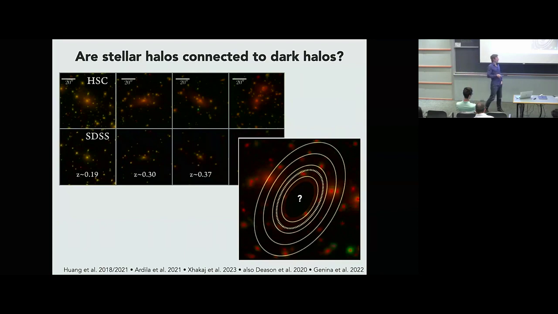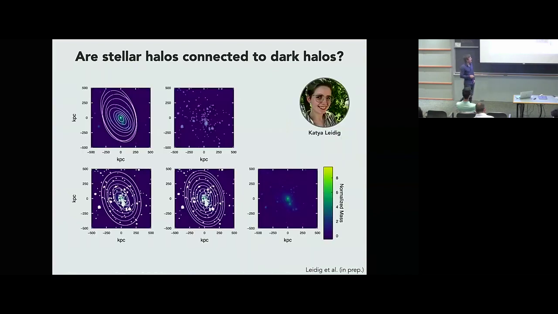So we wanted to look at this in more detail in simulations. My student Katja Leidig has been leading this. And what they did was they basically took the HSC pipeline and applied it to simulations, right? So we're building these ellipsoidal models, and you're masking out satellites, and you're fitting again, and so on and so forth. And in the end, you come out with sort of a mock-observed stellar halo profile.